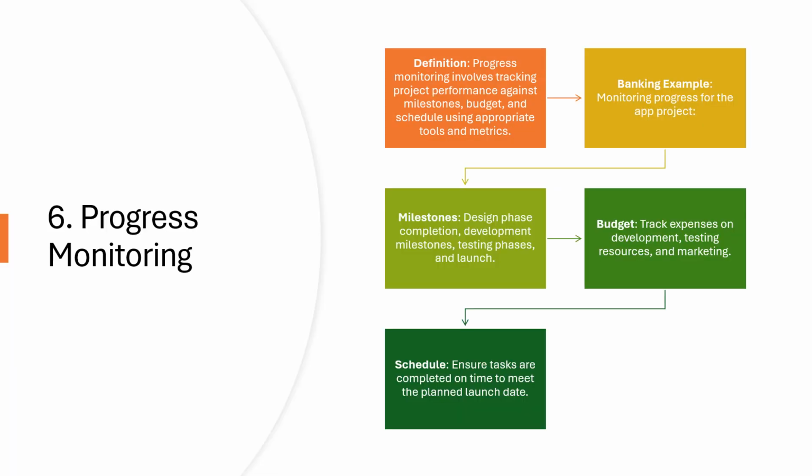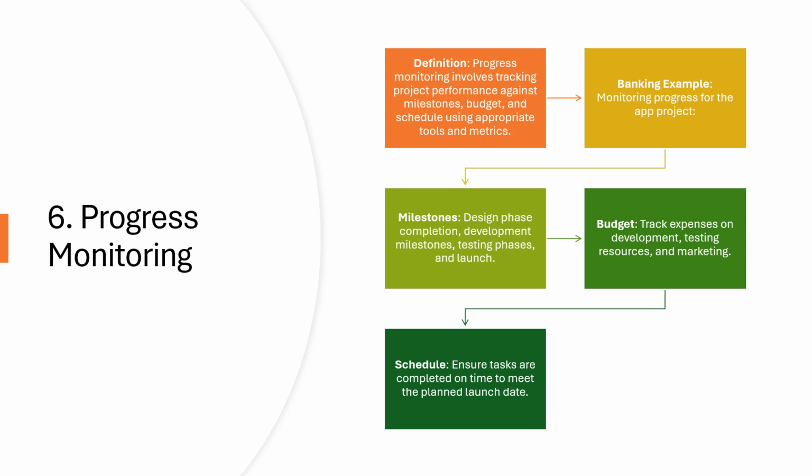And the sixth is very, very important: progress monitoring. Again, I'll read through the definition. Progress monitoring involves tracking the project performance against milestones, budget, and schedule using appropriate tools and metrics. So what happens when you start any project? First we define timelines, milestones, budget, and scheduling, and generally we can use tools also.